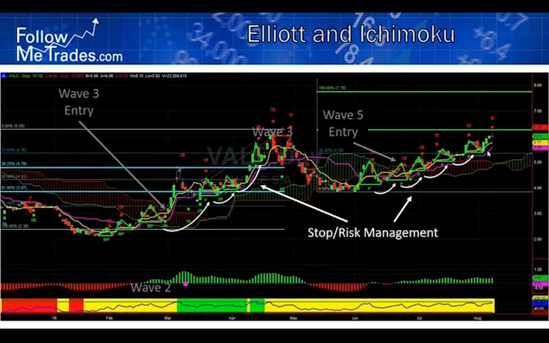And do I use Fibonacci levels for price targets? Absolutely. So for a wave 4 target, I use Fibonacci retracements, and for a wave 5, I use Fibonacci extensions. So yes, absolutely use them for price targets.